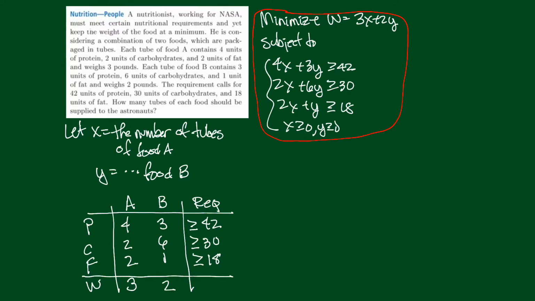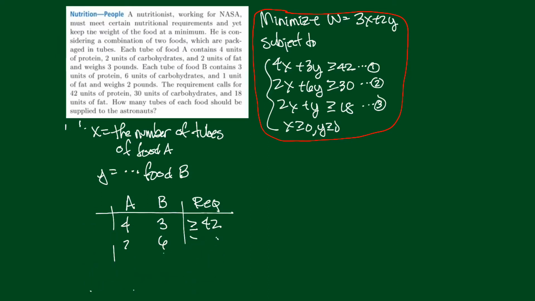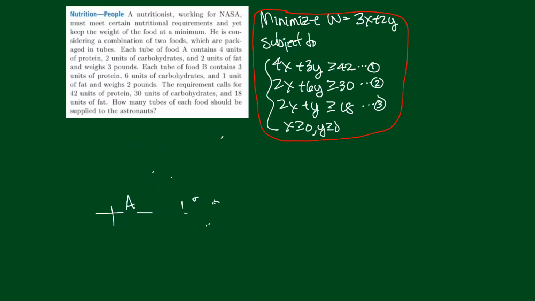So to solve this by graphing, I'm going to label these. That'll be equation 1. This will be, well, inequality 2, inequality 3. And I'm going to graph these. So I'm going to get rid of all this business over here. We don't need that right now. So I'll just erase that.